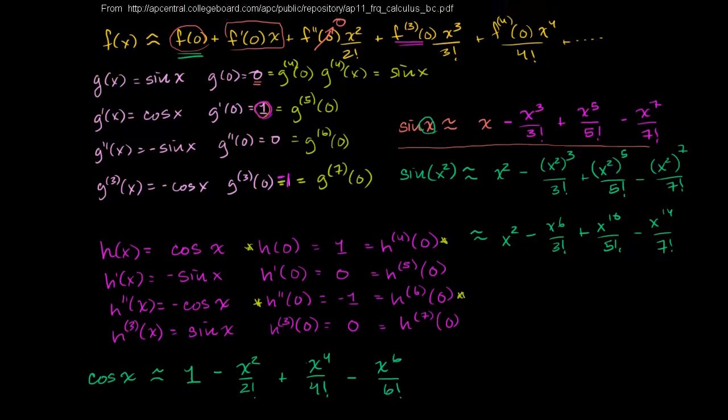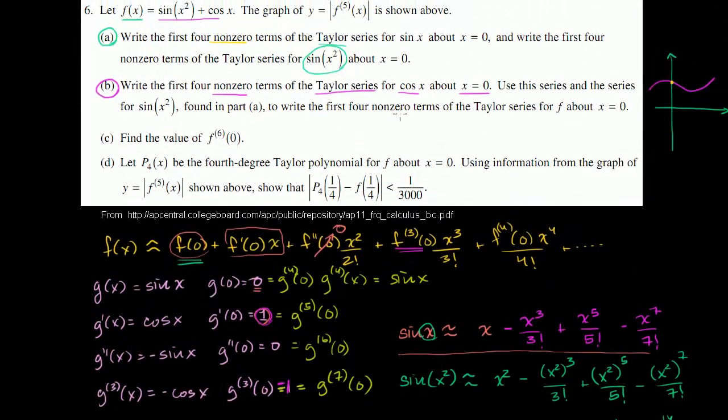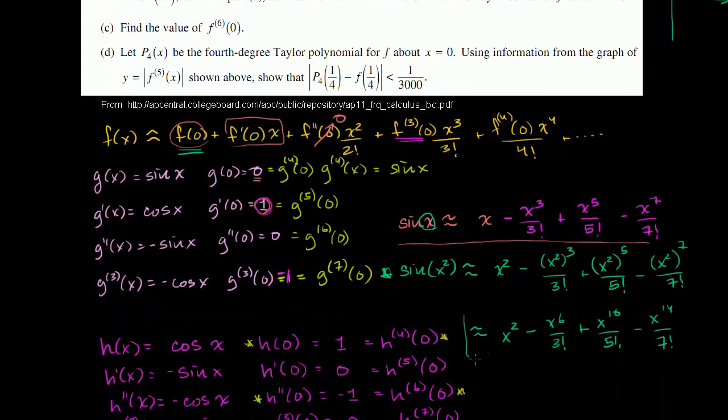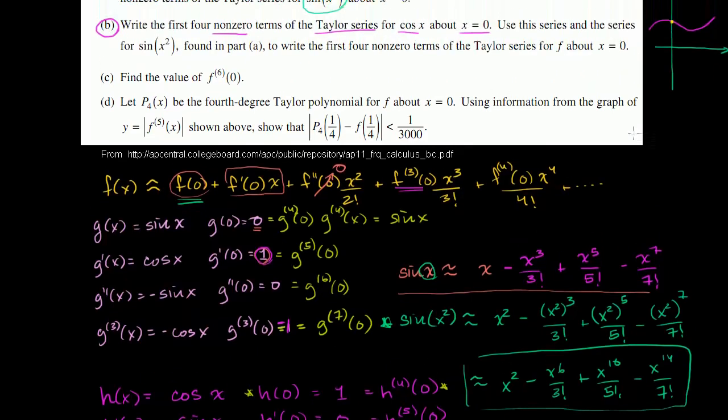Now let's do the second part of the problem. So we did this first part. Use this series and the series for sine of x squared, which we found right over here. This is the series for sine of x squared when we simplified it. Use those, that was found in part A, to write the first four non-zero terms of the Taylor series for f about x equals 0.